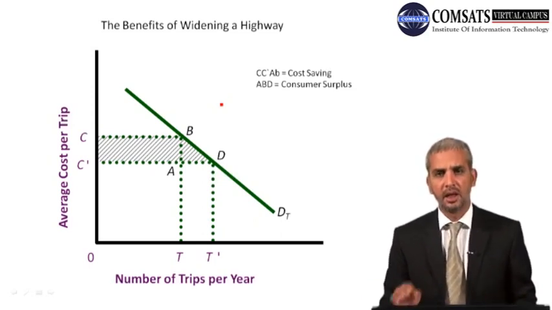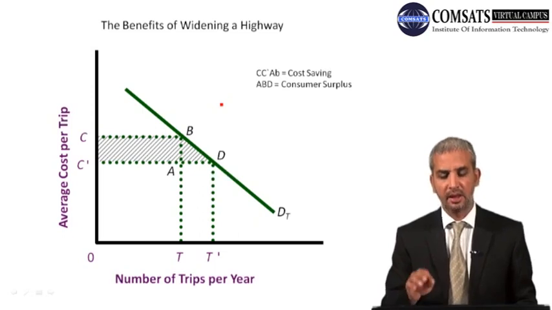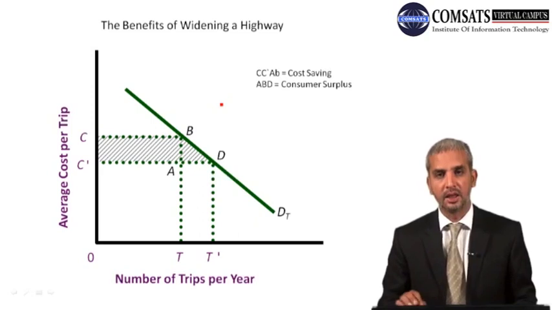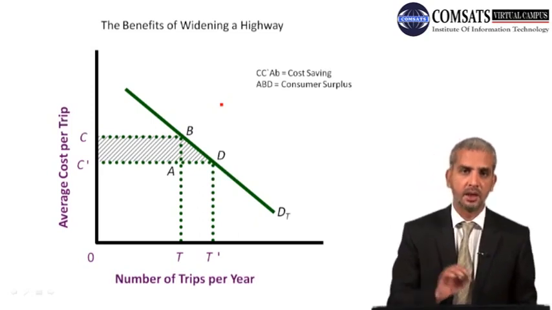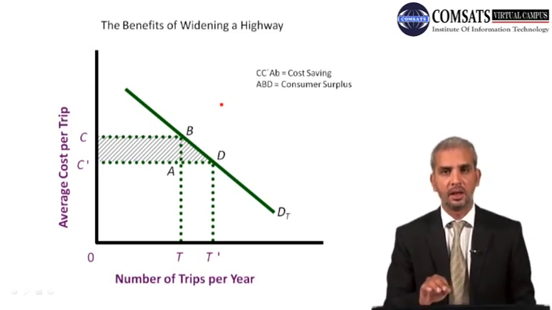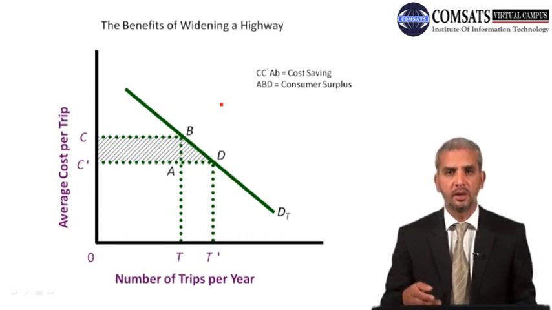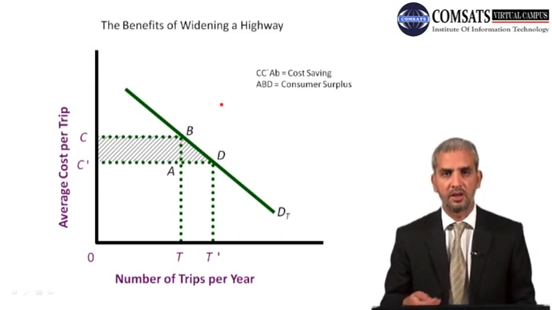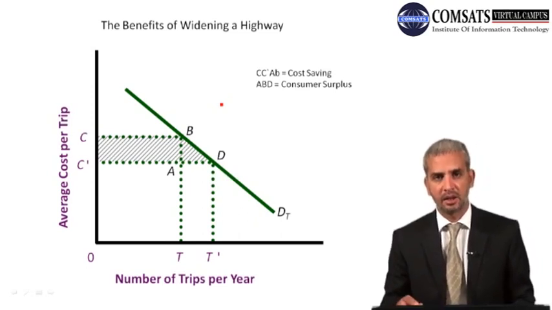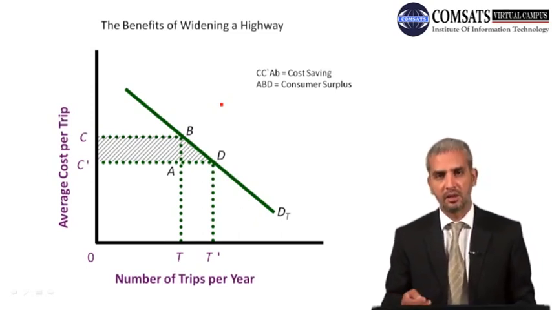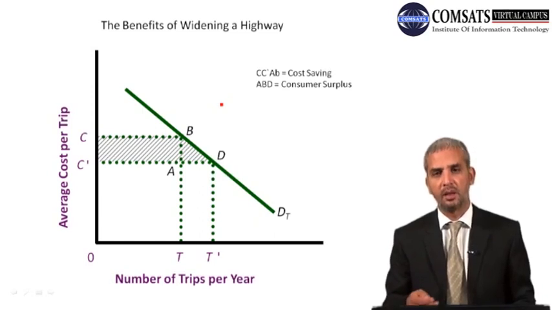So in this demand curve, let's say there is an individual T, who is at point B, and he would use T trips now, and he is paying the cost C. Now when, due to expansion, the cost decreases to C', he values that trip at C, but now he is paying C'. So that is his consumer surplus, represented by the triangle ABD.